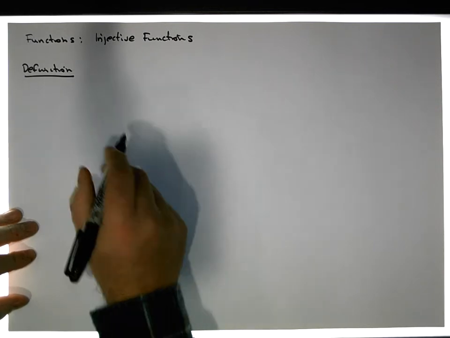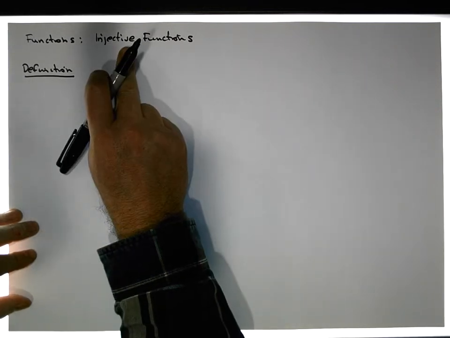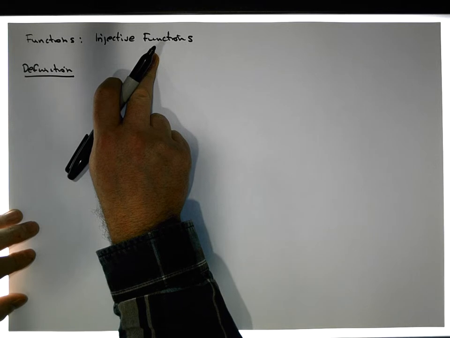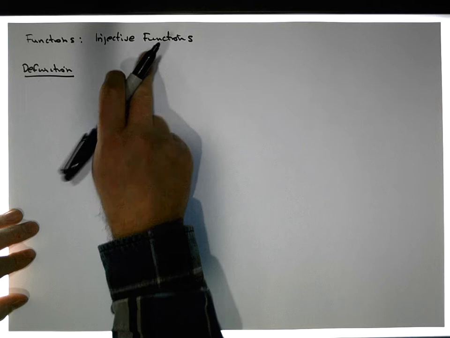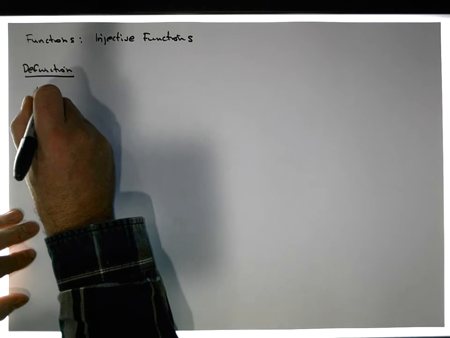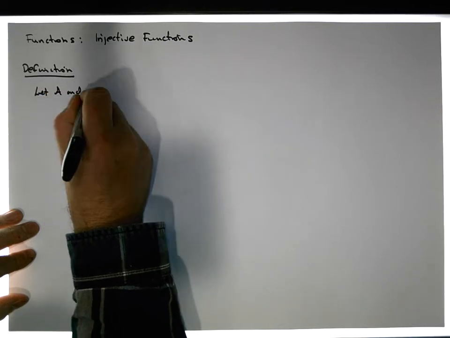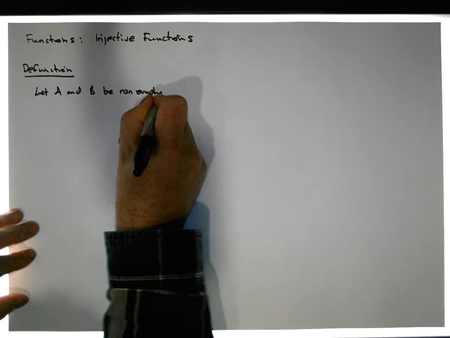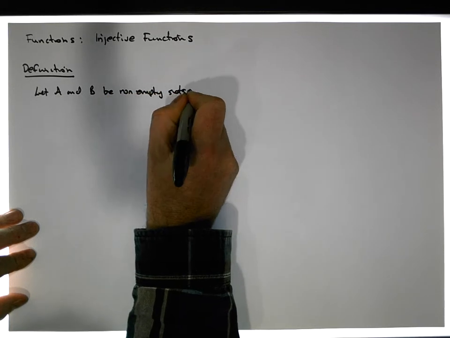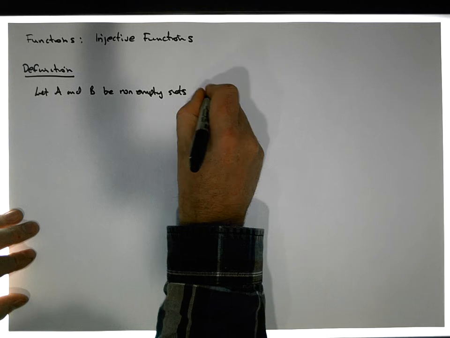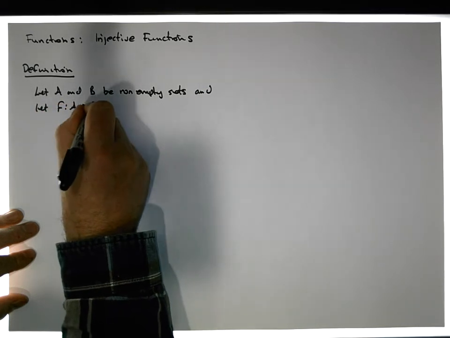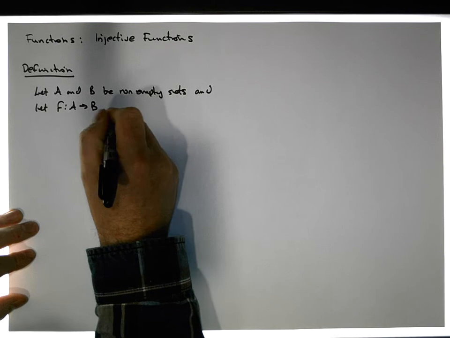is injective. Well, if we want to test to see whether a function is injective, we must have the function in the first place, okay? Which means that the function must be well defined, we must know its domain, and we must know its codomain. So let's assume we have that information. So let A and B be non-empty sets, and let f be a mapping from A into B. So let that be true.